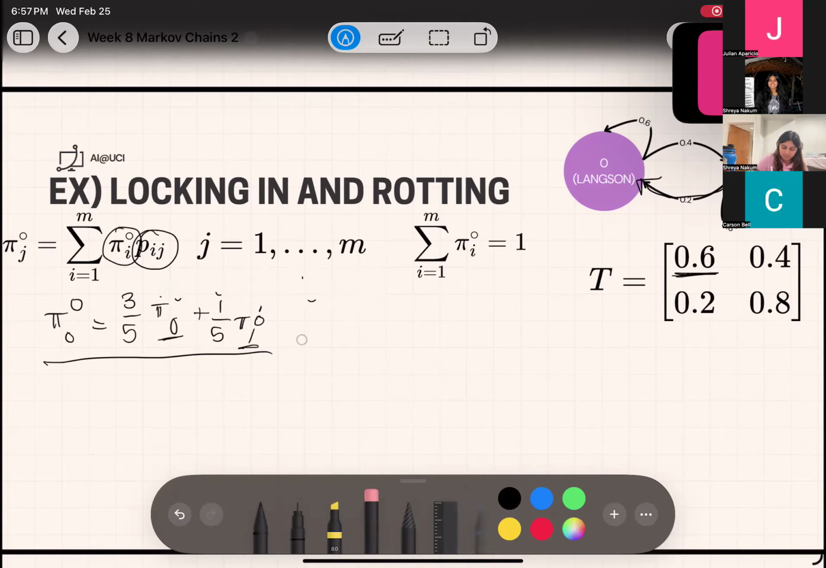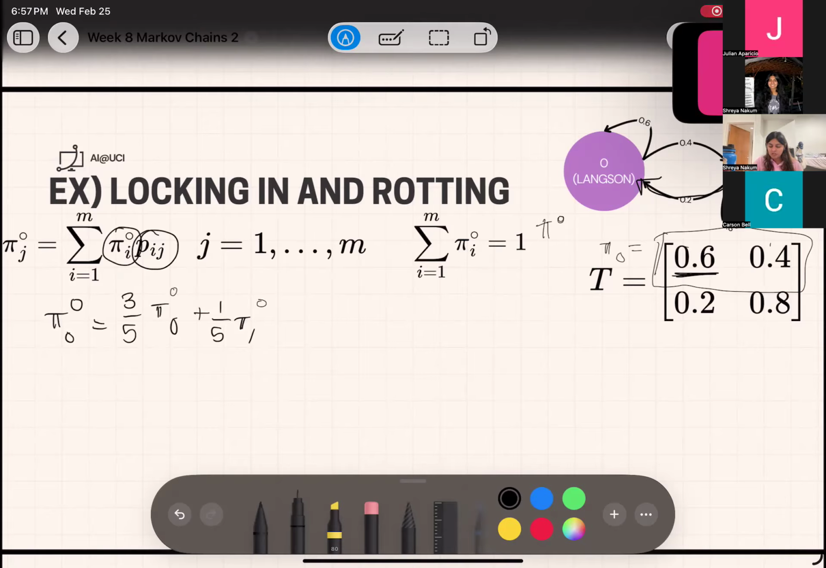What do the different pi's mean again? Those are the state row vectors. Let me reword this. Pi is a row vector. Pi 0 is the probabilities, if you're at Langston, of all the next states you can go to: 0.6 if you're going to go to Langston again, 0.4 if you're going to go to Science Library.